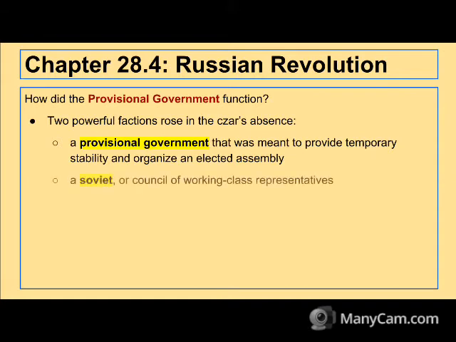The other group that rose to power was the Soviet, and this is a council representing workers, soldiers, other members of the working class. There were small local Soviets all over Russia, but the Soviet in the capital city of Petrograd was large and powerful. Together, the provisional government and the Soviet sort of took over government of Russia in the Tsar's absence.